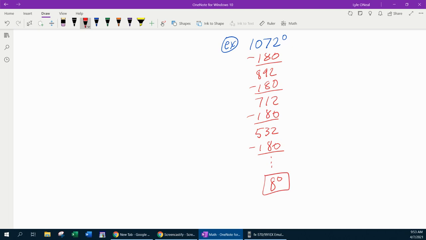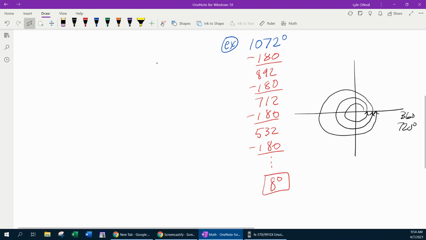Now I can prove that by going to the coordinate system, and I'm going to go full circles, okay? So remember, a full circle is 360, right? So there's 360. Another 360 would be 720. Another 360 would be 1080. And notice at this point, I've exceeded my angle.